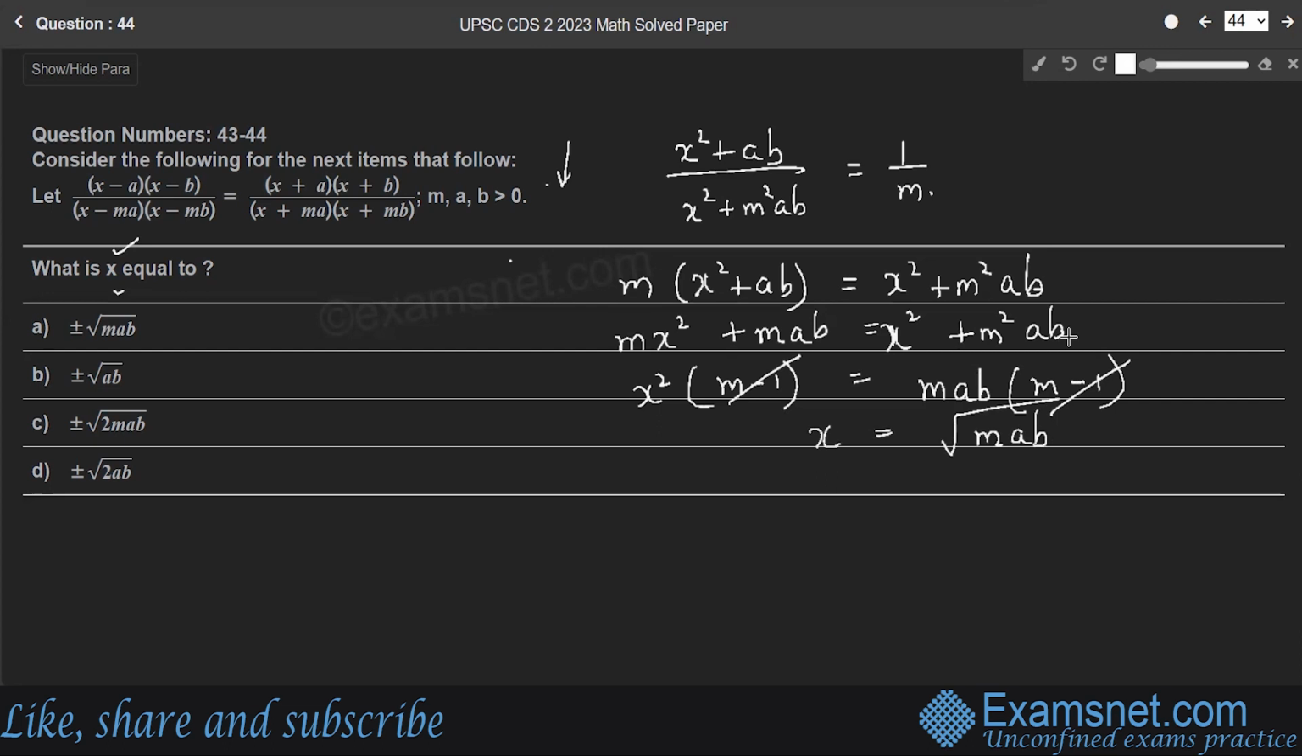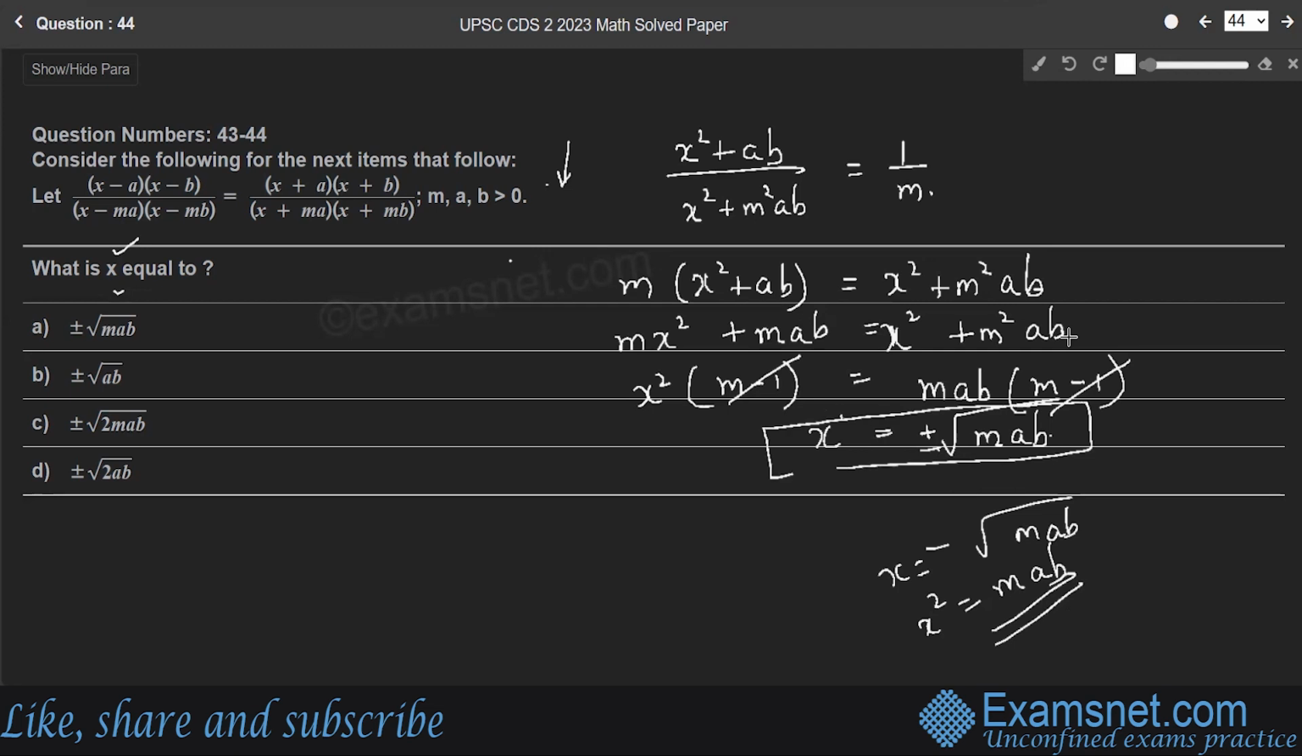mab, with plus or minus sign. So plus square root of mab. Square root of mab is x, so that x square becomes mab. If it is minus square root of mab also, x square becomes a positive value, m into ab. So therefore, value of x is plus or minus square root of mab, option A.